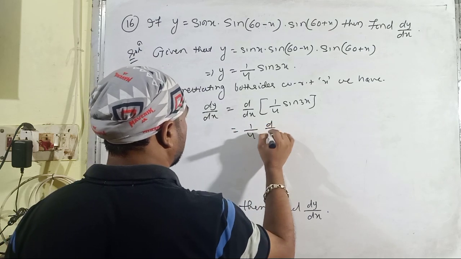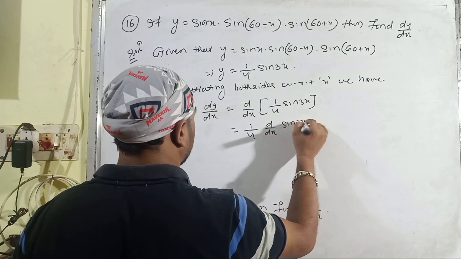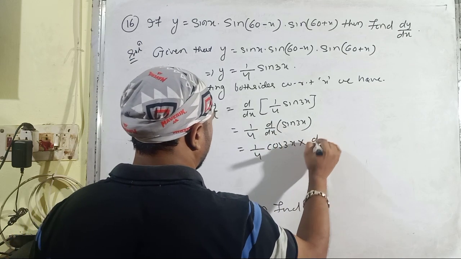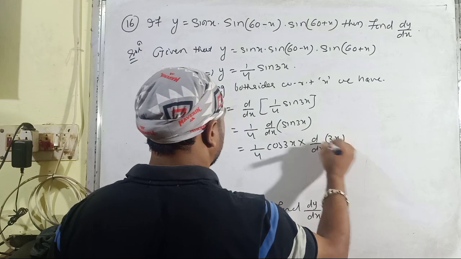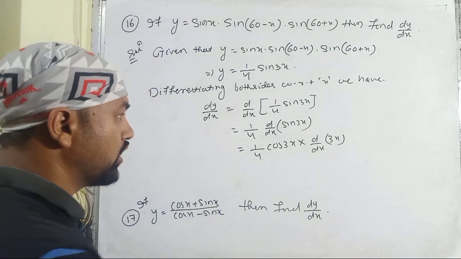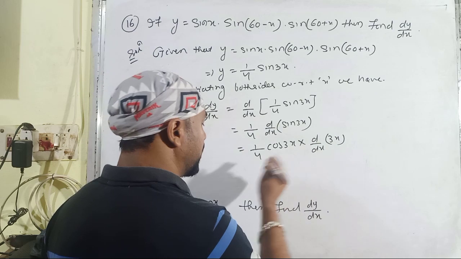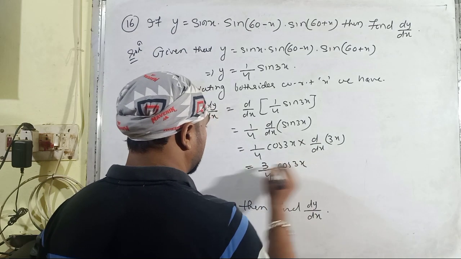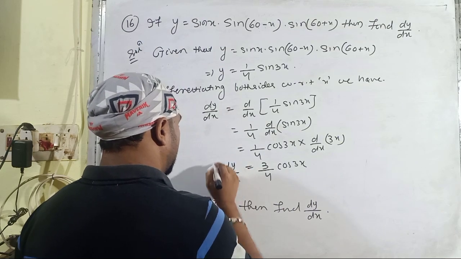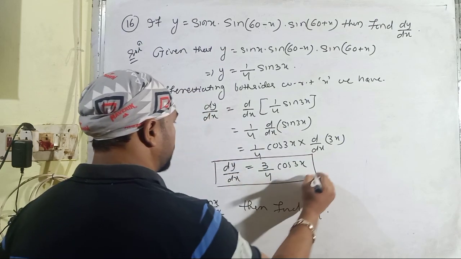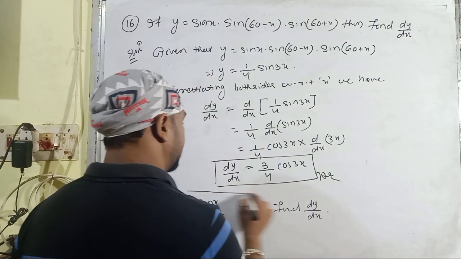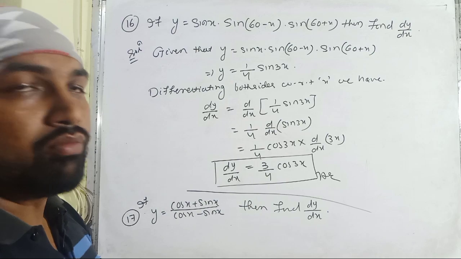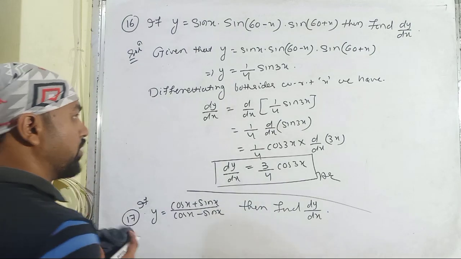One by 4 differentiation of sin 3x will be 1 by 4 cos 3x multiplied with the differentiation of 3x by applying the chain rule here. Differentiation of 3x will be 3. So the answer will be 3 upon 4 cos 3x, and it is the differentiation of y with respect to x. And here it is the answer for the problem number 16. Then moving on to the problem number 17.